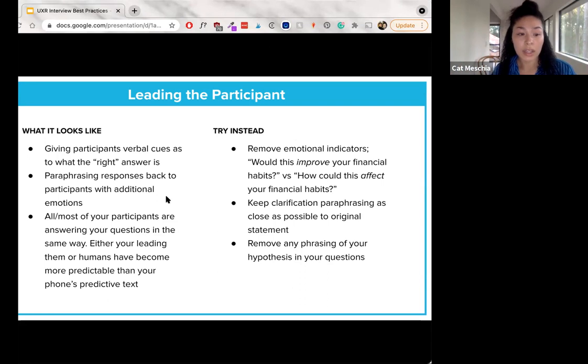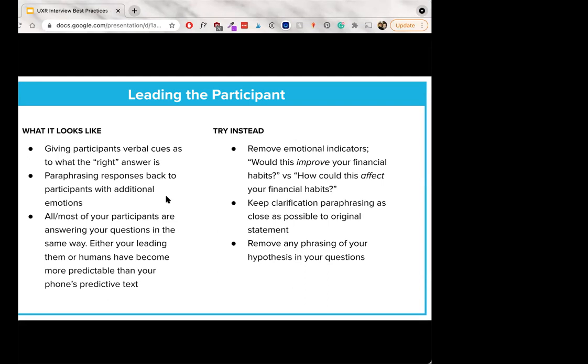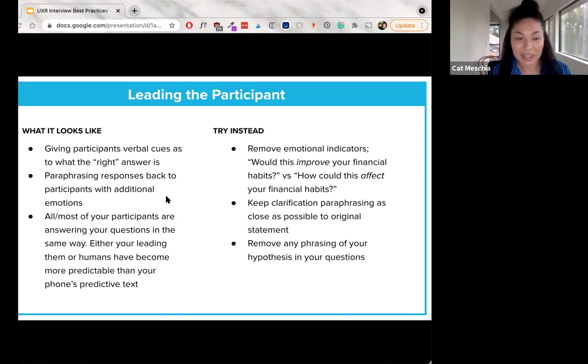The last point is all or most of your participants are answering the questions in the same way. This is usually a good indicator that you're leading participants, or honestly, everyone has become so predictable that we don't need to do any more qualitative research ever again in our lives. It's probably not true. It's probably the former. So if you notice that as a pattern in your results, that could be a time to watch your recordings and see if you are leading someone.